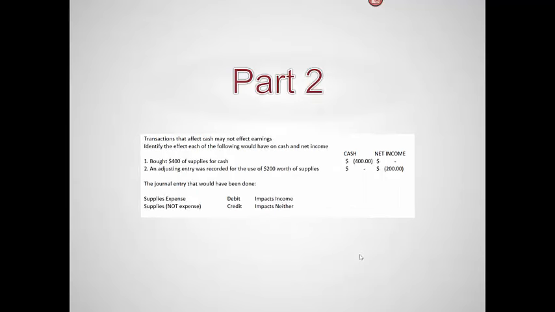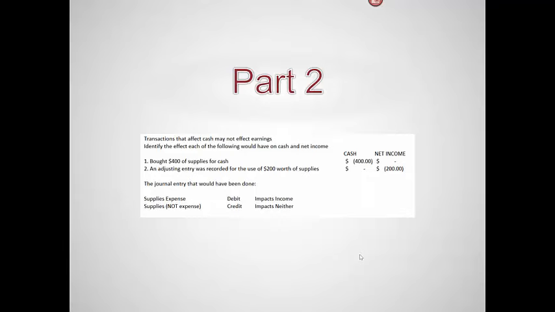The next one, number 2. We have an adjusting entry where we've recorded the use of $200 worth of supplies. So now we've used some of those supplies. So we will credit the supplies account and we're going to debit supplies expense. Supplies is not an expense, so therefore we're not affecting income with that one. However, supplies expense, we are.